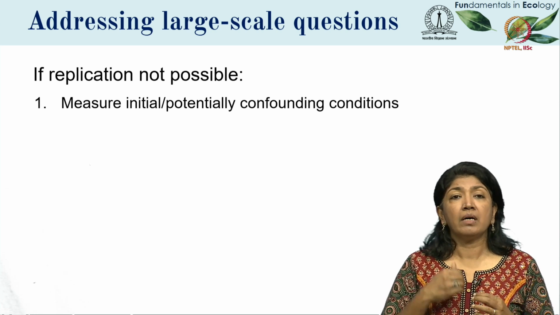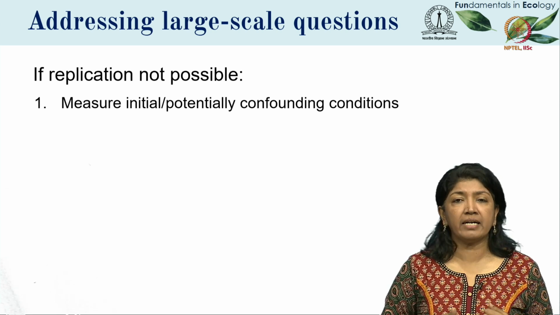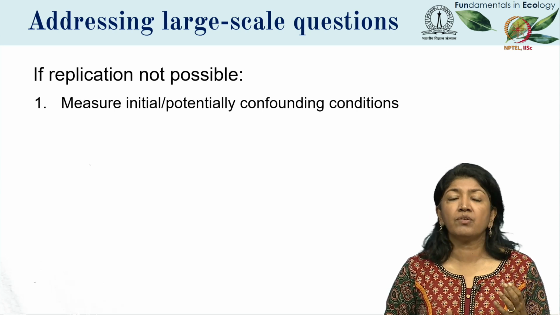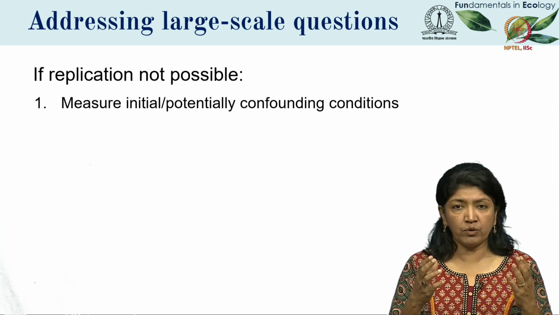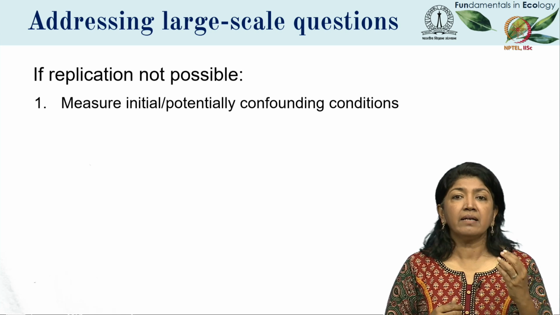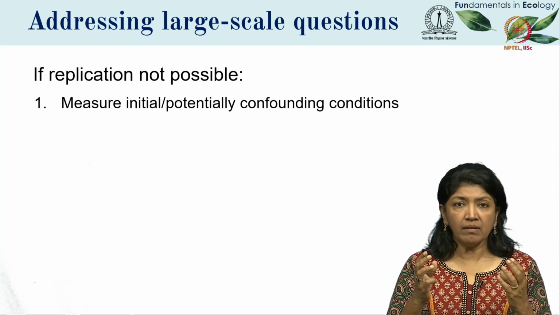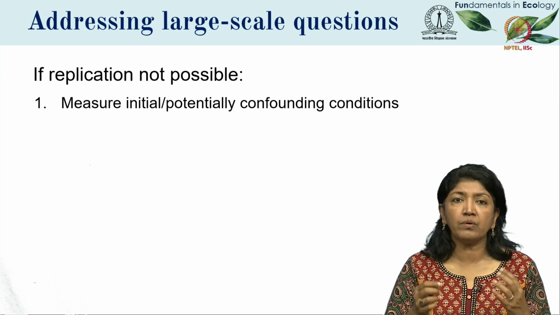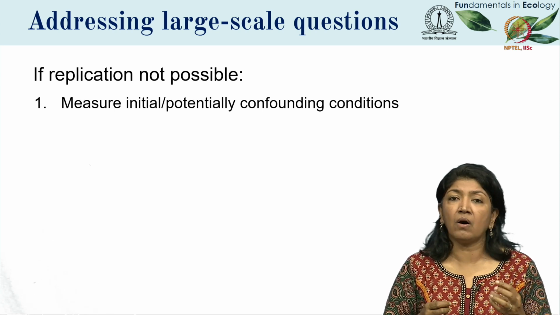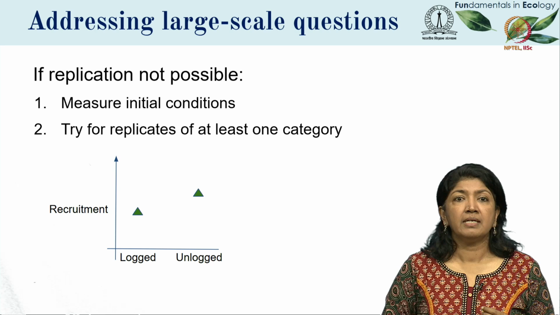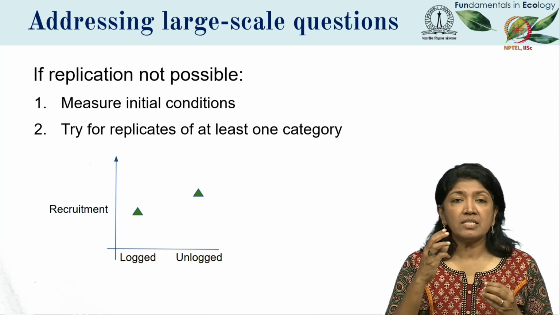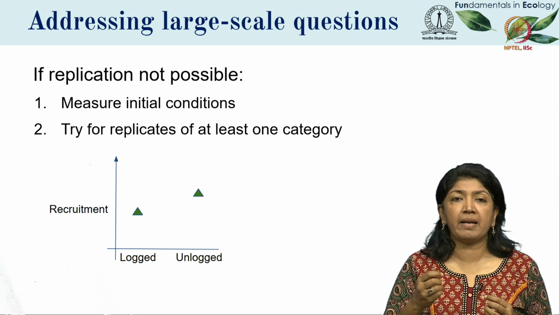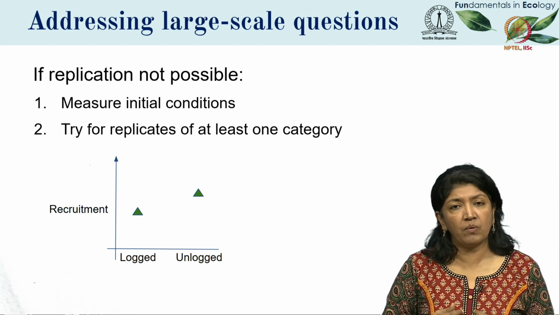First, we could measure potentially confounding conditions. So, if we measure conditions that are important for this bird species in F1 and F2, we can show that these are roughly similar between F1 and F2 and the only real difference between F1 and F2 is logging, whether they are logged or not. Second, if for at least one of the categories we could have multiple replicates, that can strengthen our inference.